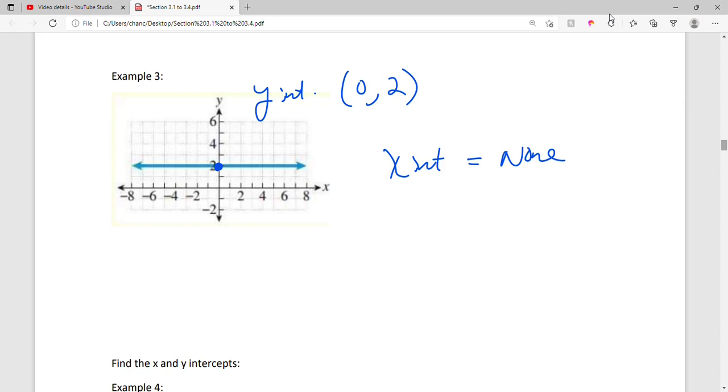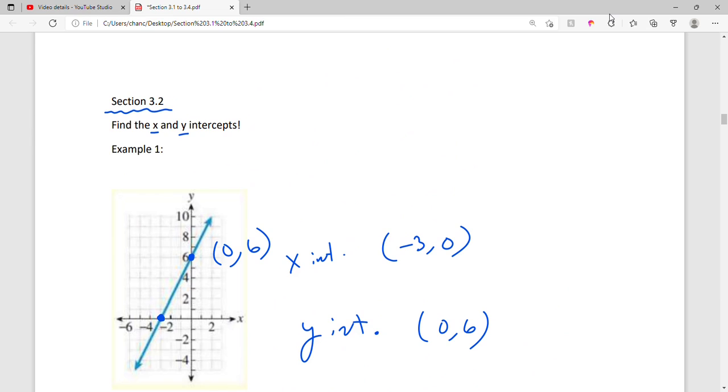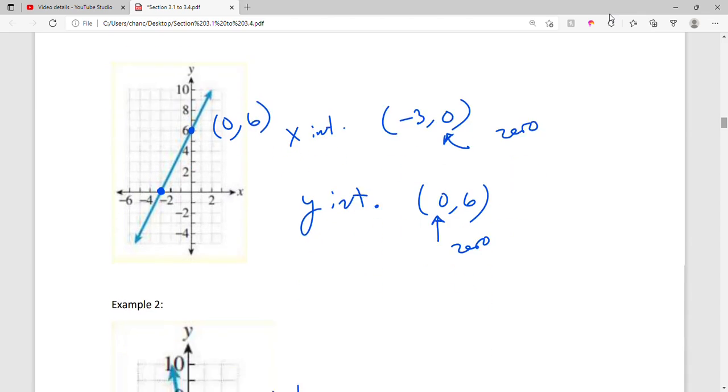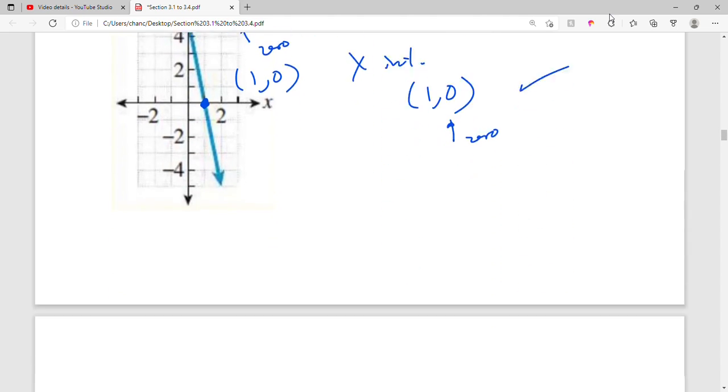Now, if you look at our examples, there's a commonality between them. Notice for the x-intercept, the y-coordinate is 0, and for the y-intercept, the x-coordinate is 0. And that's the case for all of the intercepts. Let's look at example 2. Again, for the y-intercept, the x-coordinate is 0, and for the x-intercept, the y-coordinate is 0. So that's a good way for us to figure out the x and y-intercept. Let's do that in our next example.